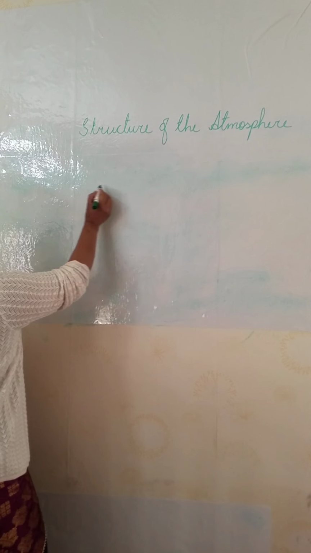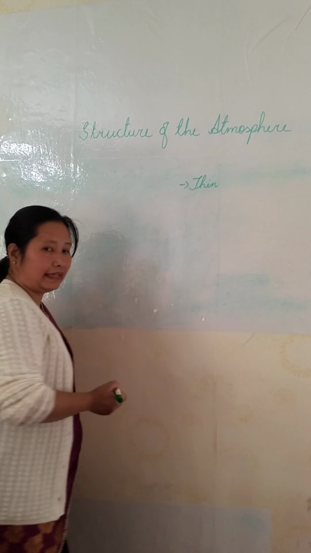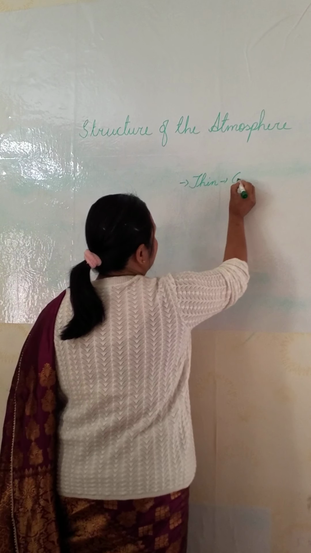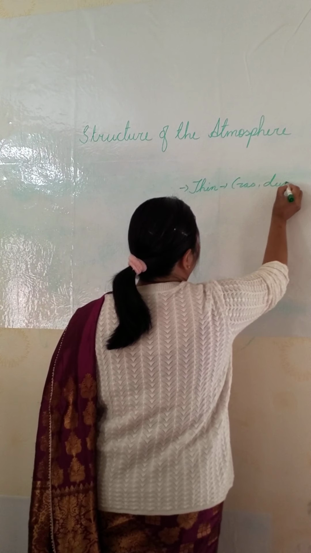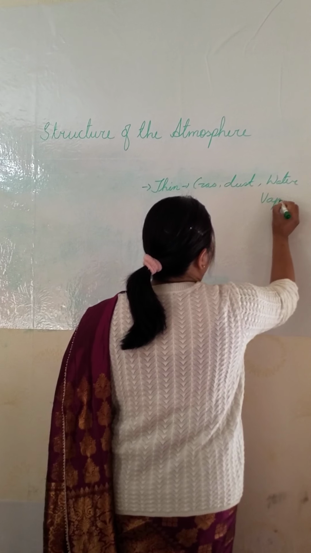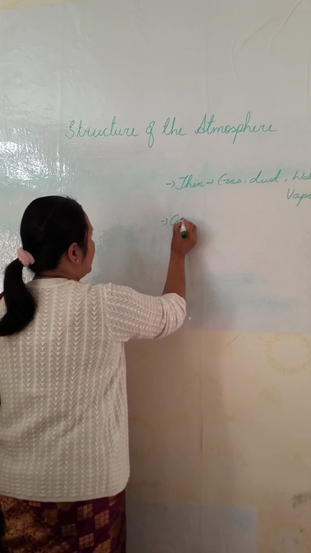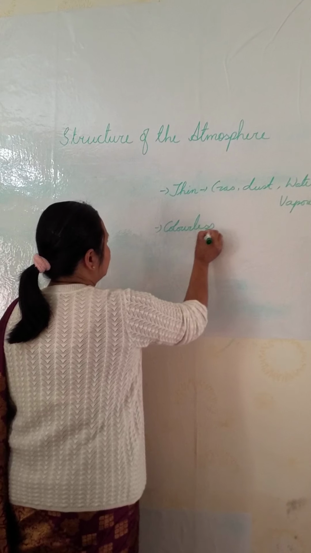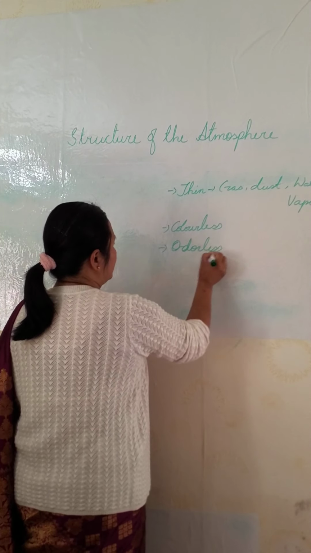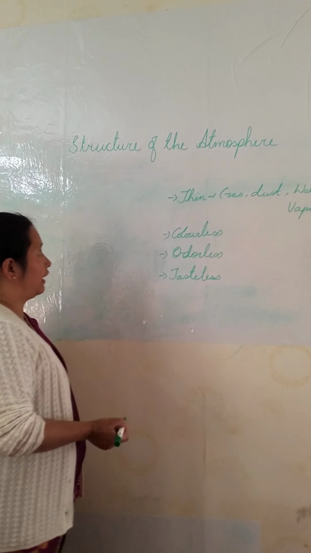In simple terms, we can say the atmosphere is a thin layer of gas, dust, water vapor, which surrounds the earth, and it is colorless, odorless, and tasteless. So how can we define the atmosphere?